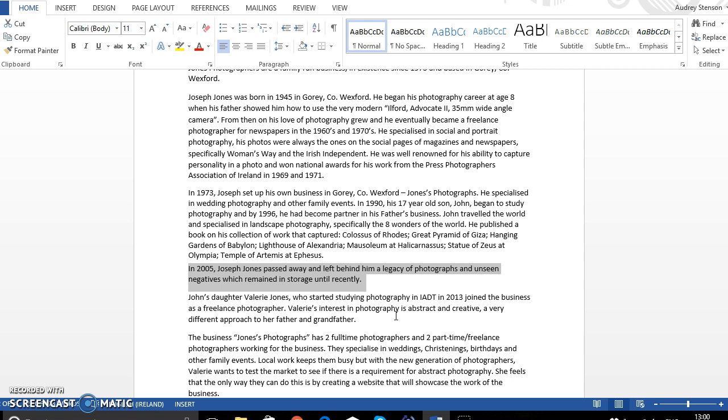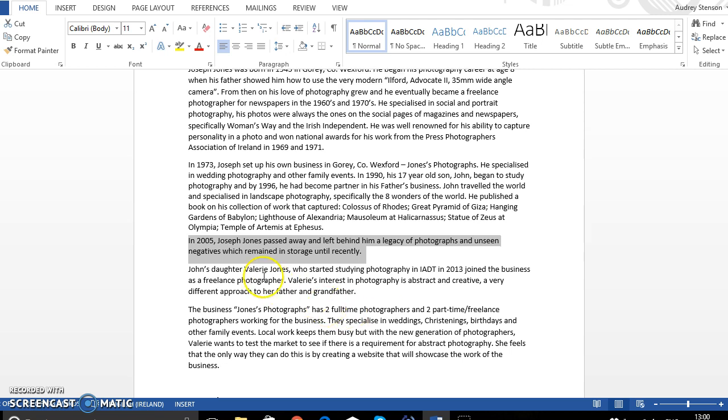So already we see 3 different stages of photography. Social, we see weddings, and now we see landscape photography. And then it moves on. So then John's daughter, Valerie Jones, who would now be the granddaughter of the founder of this business, Joseph Jones, who started studying photography in IADT, coincidentally, in 2013, she joined the business as a freelance photographer. Valerie's interest in photography is abstract and creative, a very different approach to her father and grandfather. So here we see a 4th prong coming into the business. So we've got social portrait, weddings, landscape, and now abstract and creativity.